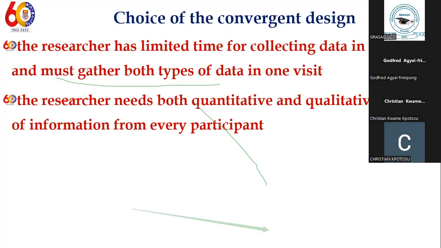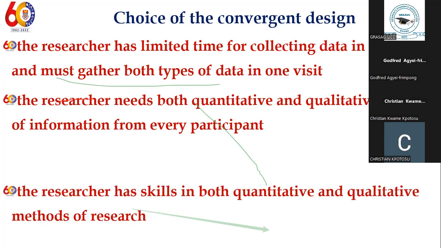In this case, if they are 30, can't you divide them into 15, 15 and collect data from them? If you think sitting on one round table, 30 people is too much for you. So in this case, focus group discussions can be used to collect this type of data. So when you need to collect these two forms of data, both quantitative and qualitative, from every participant, the convergent design should be your best choice.